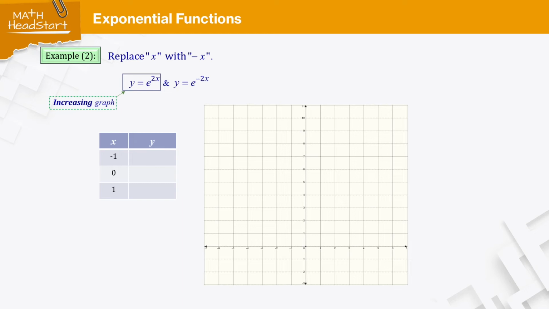If x is negative 1, then y is approximately 0.135. At x equals 0, y is 1, which is also the y-intercept. And if x equals 1, then the y value is about 7.39. We know the graph approaches the x-axis as it moves toward negative infinity, so y equals 0 is the asymptote. Using all guidelines, we can draw y equals e to the 2x as shown.